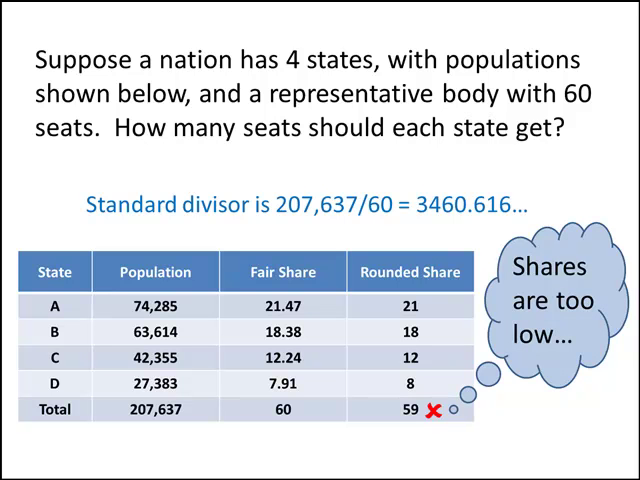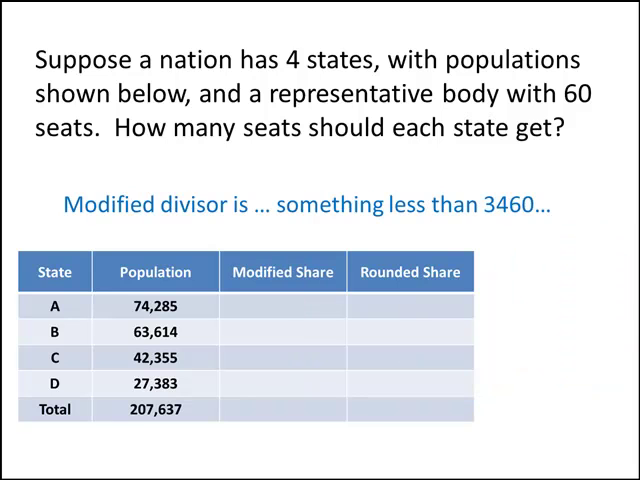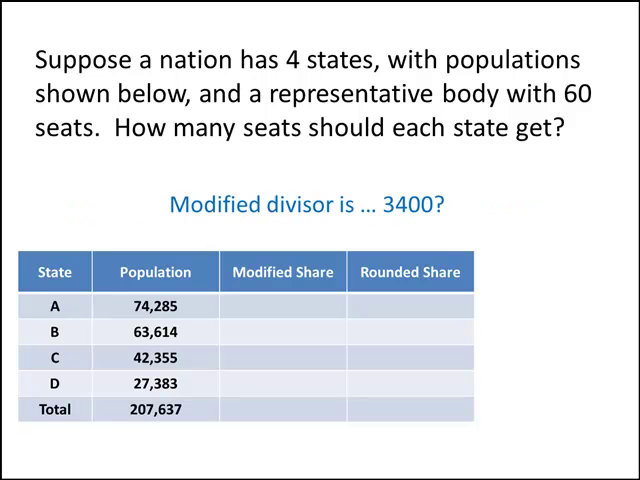We can make them bigger by making our divisor smaller. If we divide by a smaller number, we'll get bigger answers. Since we want our shares to be bigger, we'll want to divide by a smaller number. So we're going to modify our divisor by making it smaller than what it is right now. So we'll want a modified divisor that's something less than 3460. So let's try 3400. We're pretty close. We're at 59 seats, so maybe we should try to just make it a little bit less.